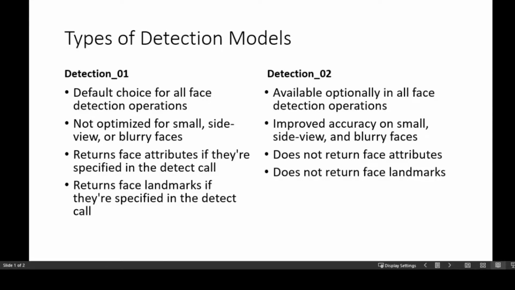So when we are using detection 01, it is very good at identifying the landmarks plus the attributes like age, the blurriness of the face in the image, and the emotions like happiness, sadness, neutral, anger, disgust, surprise and fear can easily be identified with the detection 01 algorithm.